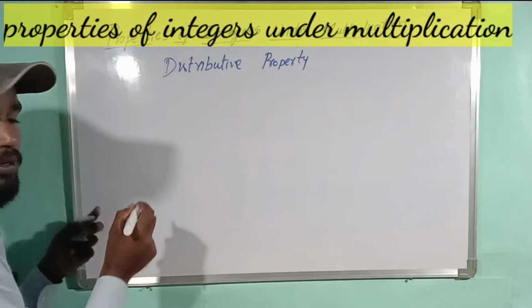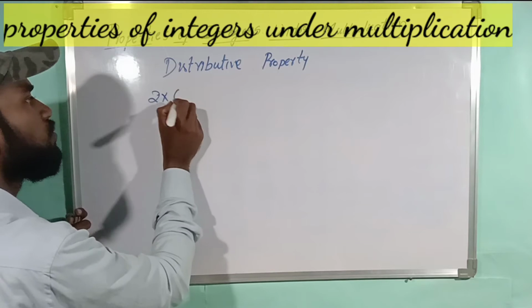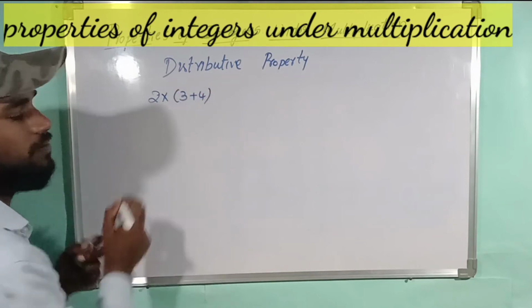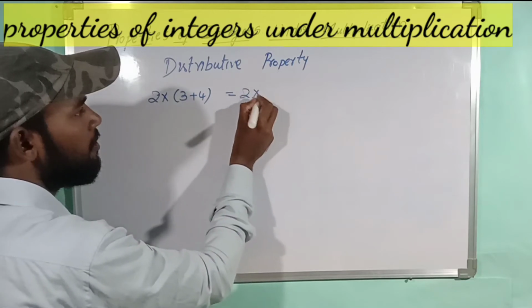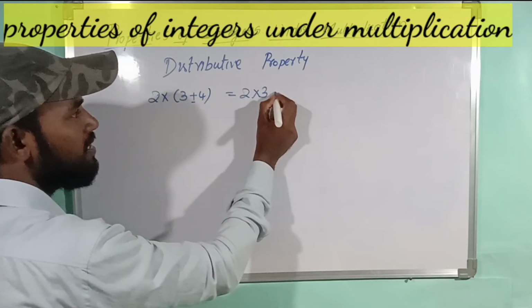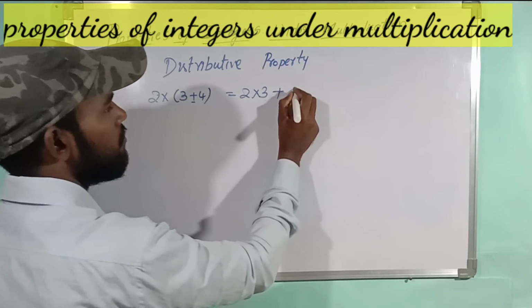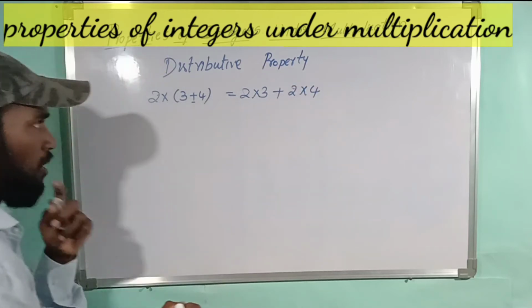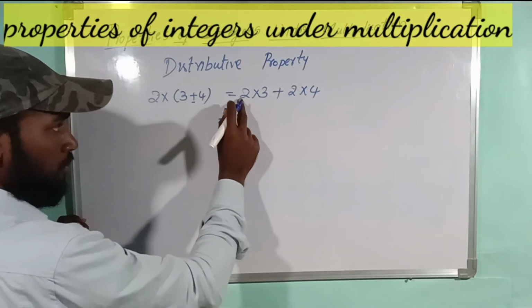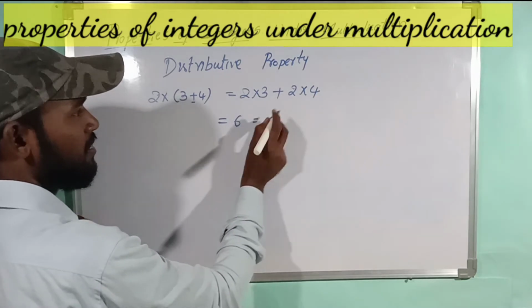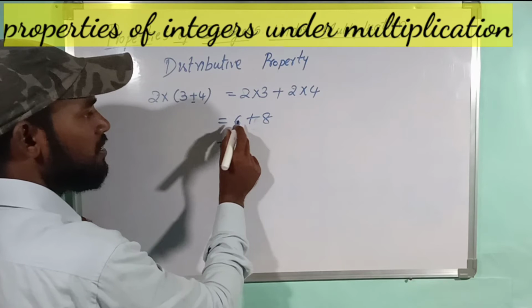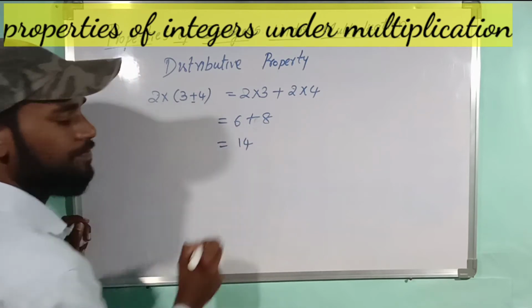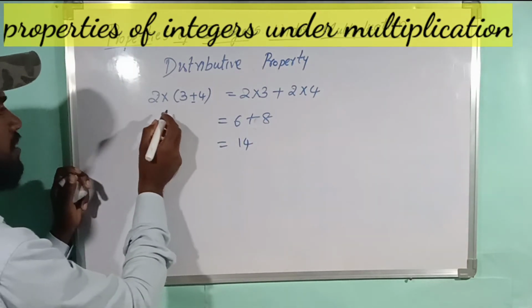See here, distributive property, 2 into (3 plus 4). We can write it as 2 into 3, plus 2 into 4. So now we can do 2 into 3 is 6, plus 2 fours are 8, 6 plus 8 is 14.